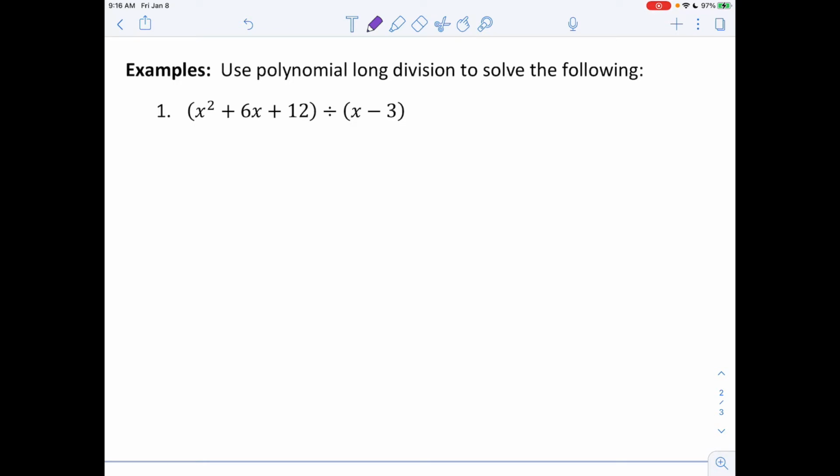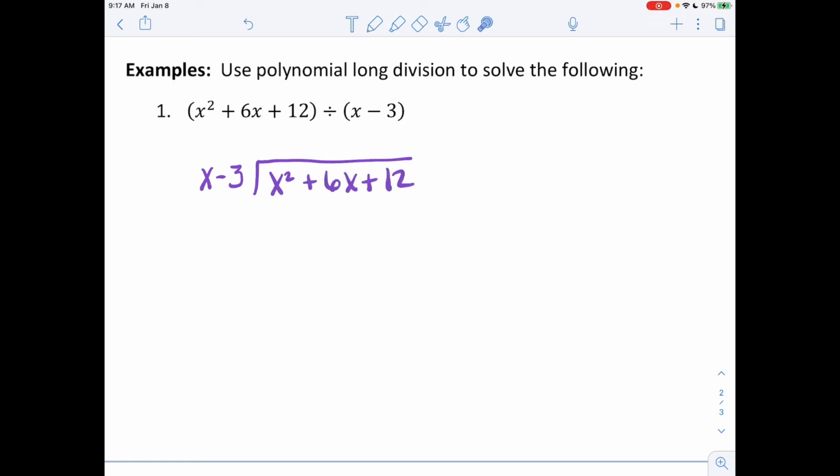So let's set up our problem, putting the quotient and the divisor in the proper locations. Our divisor is the x minus 3, the thing that is being divided into the larger polynomial. Whenever you write this long division problem, be sure you leave yourself enough space up here to be able to write your quotient. So we're going to take x minus 3 and divide it into x squared plus 6x plus 12.